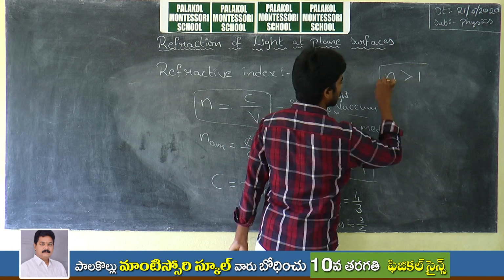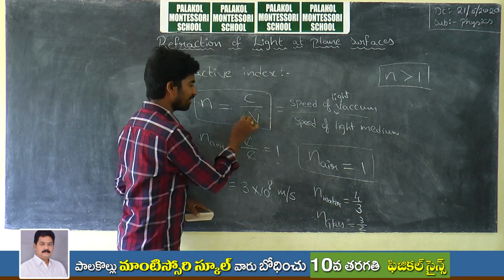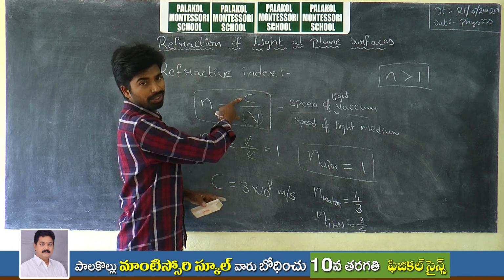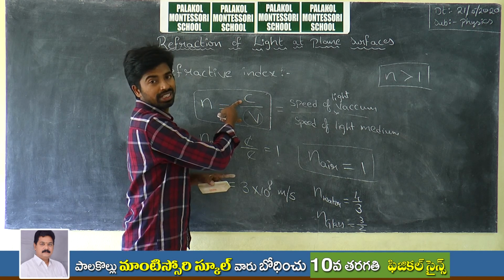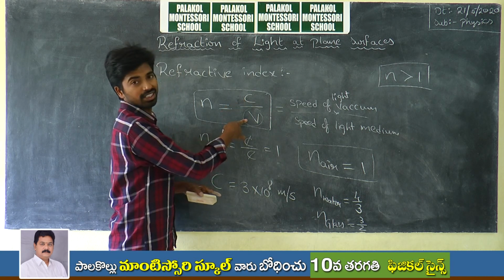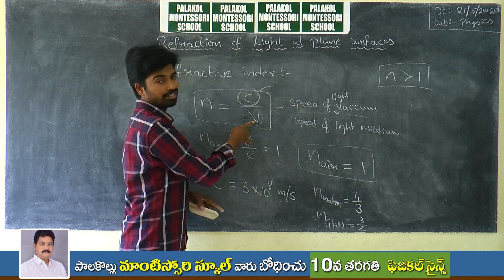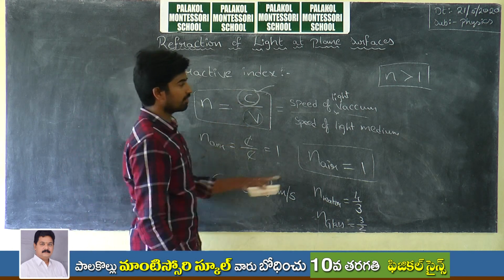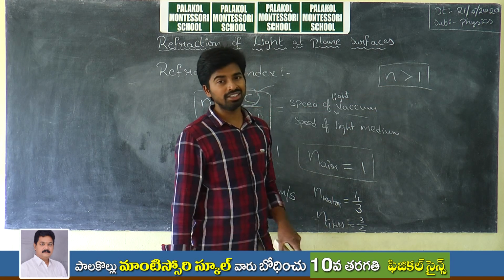The refractive index of the medium is always greater than 1. Why? Because the denominator has a low value. The denominator will always have a low value compared to its numerator. The light has high velocity in vacuum. If the medium changes, the velocity decreases; it doesn't increase. That's why the numerator is always greater than the denominator, and hence this value n, equal to c by v, is always greater than 1. The refractive index of a medium is always greater than 1.